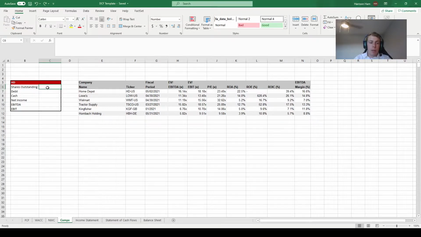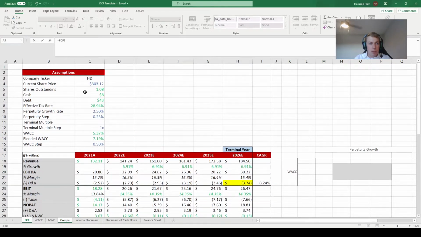But before we can do that, we actually need to link the assumptions on this tab over to the assumptions on the other tabs. That way we have the data readily available for use in our calculations. So up here on the top left, we have 6 different things that we need to link over. The first 3 you'll link to the free cash flow tab, and then the last 3 you'll link over to the net income tab. So first, for shares outstanding, you'll find that up here in the assumptions.